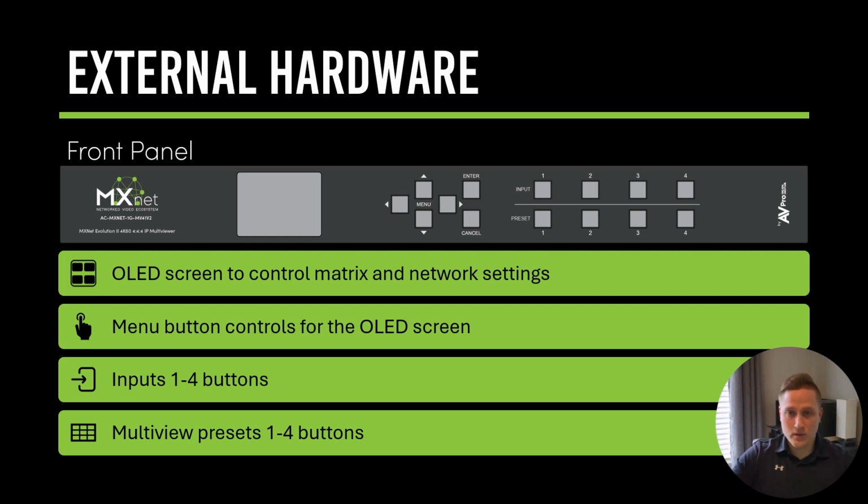Control of the OLED interface is handled through the menu button cluster positioned just to the right of the screen. These buttons let you scroll through the menus and options directly from the front of the unit. To the right, you'll find the inputs 1 through 4 buttons, which allow you to manually switch or confirm active sources, great for system verification or simplified testing.